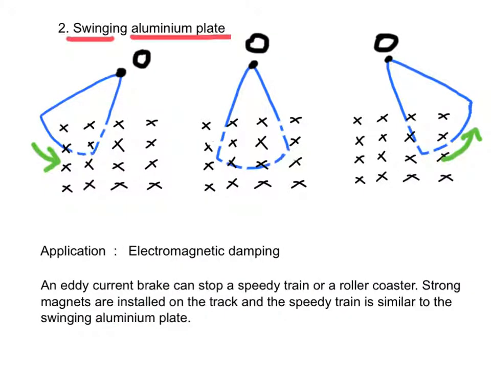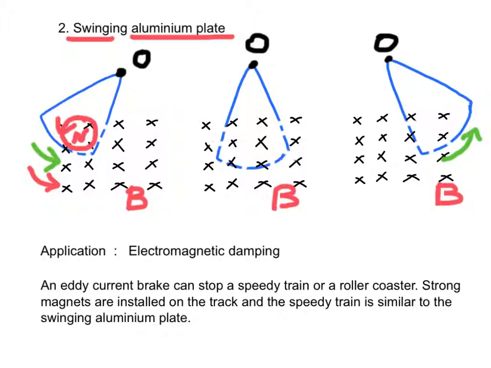Swinging aluminium plate. Consider an aluminium plate swinging into and out of a region of uniform magnetic field B, which acts in a direction perpendicular into the plane of the paper. When the aluminium plate is entering the magnetic field region, the upper side of the aluminium plate will be induced north pole, with eddy currents flowing in the direction shown.